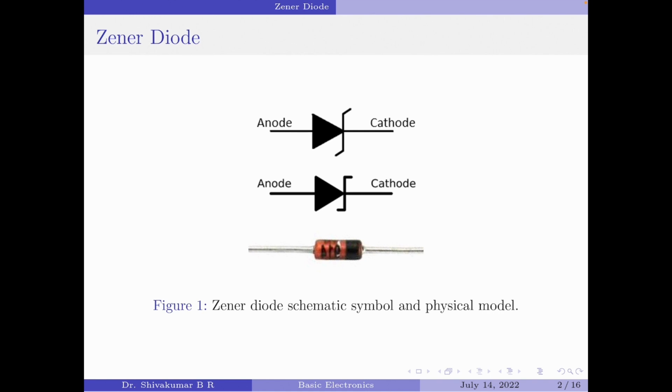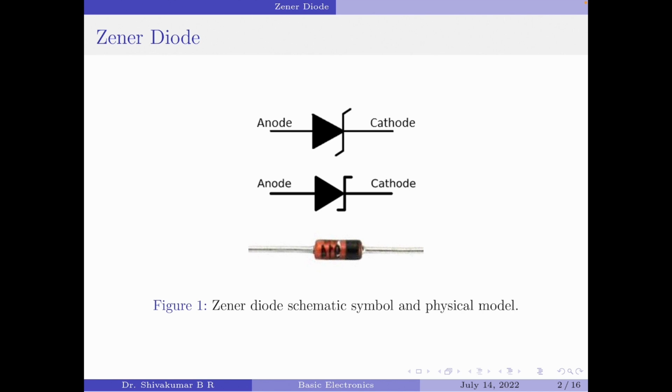The Zener diode allows current to flow in the forward direction in exactly the same manner as any PN junction diode. However, the difference comes when it is reverse biased. That is, the Zener diode also permits current flow in the reverse direction when the applied voltage is above a certain critical value known as the reverse breakdown voltage.